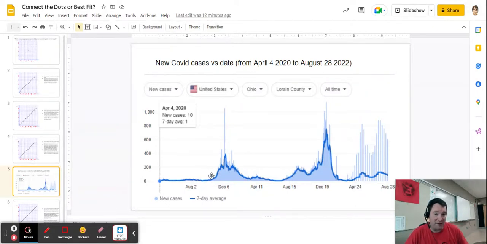useful for looking at trends and patterns, like is it getting better? Is it getting worse? Are cases going up? Are they going down? Looking at any one day is a lot less useful than looking at those rolling averages.